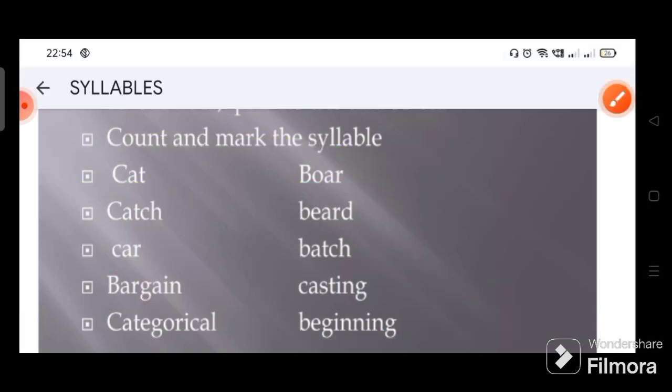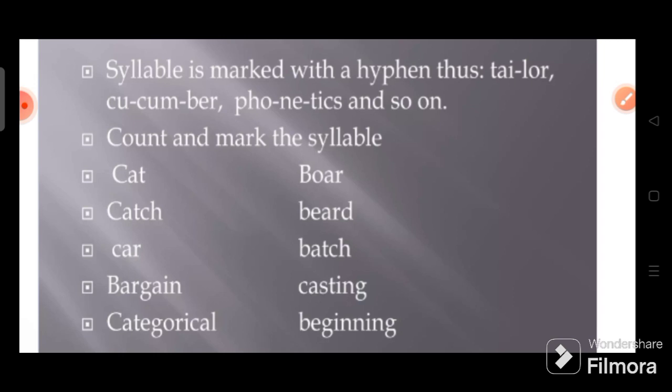So how do you count and how do you understand how many syllables there are, how do you divide it? Generally based on the vowels. Sometimes it may be different, but that we'll also see.